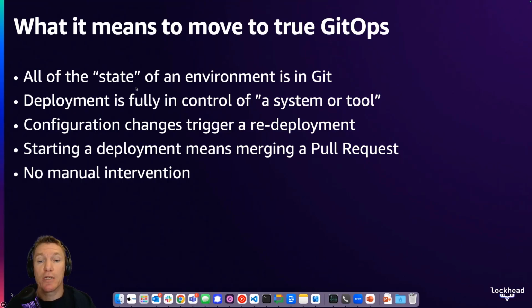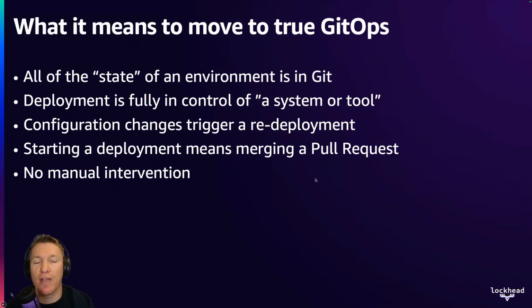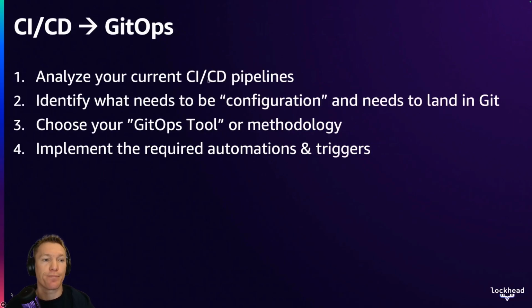Starting a deployment actually means merging a pull request. And this is not only for the development environments, but also for the production environments. And then there is no manual intervention at any stage of the deployment process. So let's look at how you get from traditional CI/CD pipelines to using GitOps. And there are 100 different flavors of how you can actually get there.